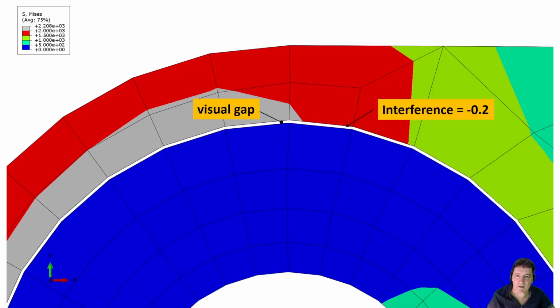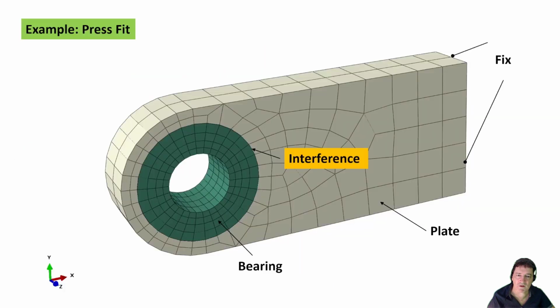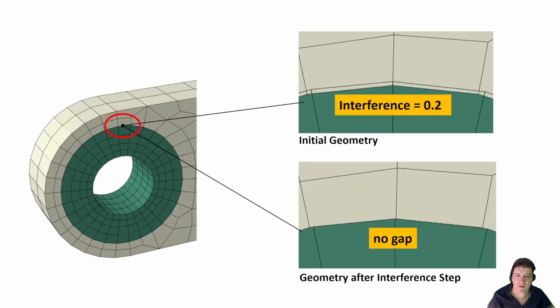The next example uses a real geometric press fit between bearing and plate. The initial real geometry has an interference of 0.2 mm. After the interference step, the contact is closed without gap.